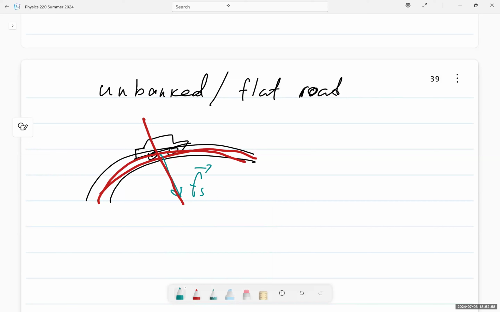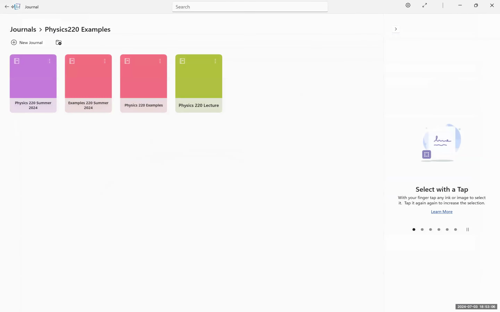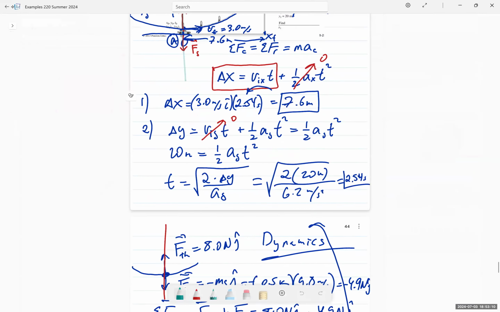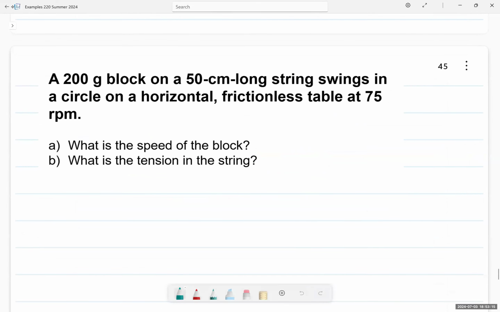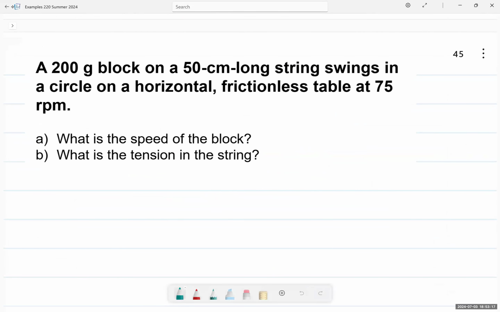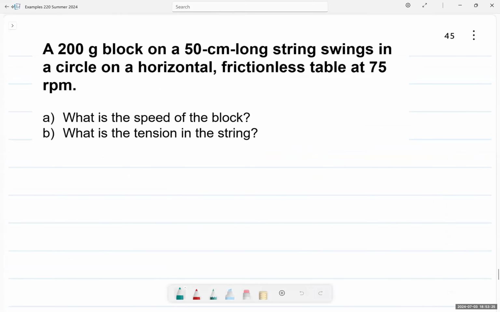I have an example that I want to use to demonstrate how to use this type of problem. Oh, actually, this is an example of what I talked about, the string. So let's solve this and then go to the next one, which is the unbanked road.